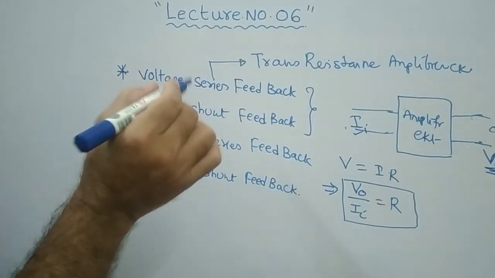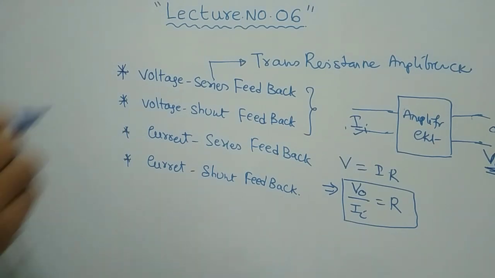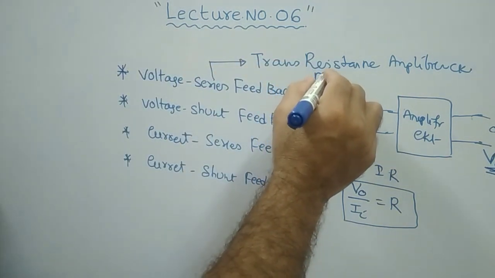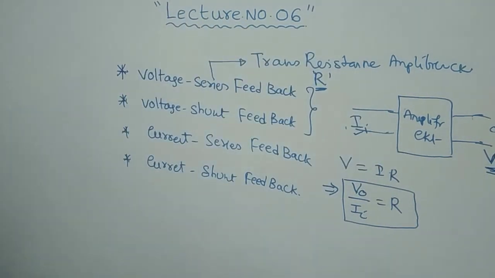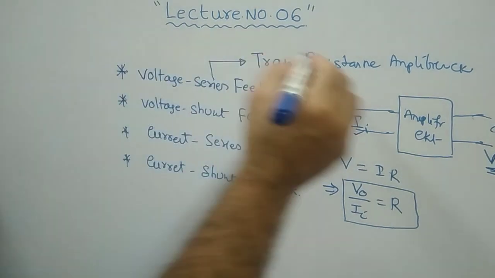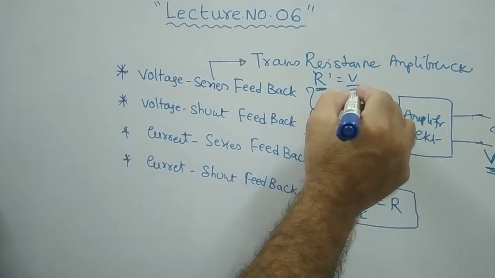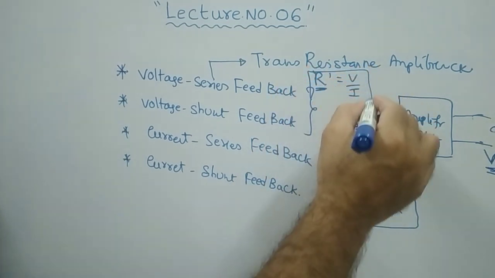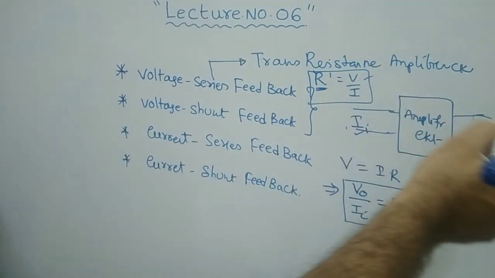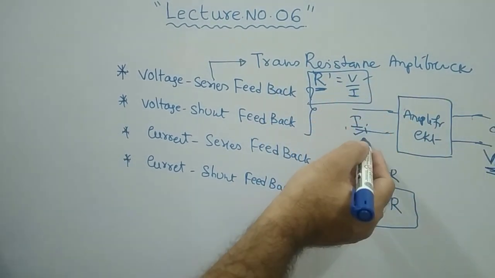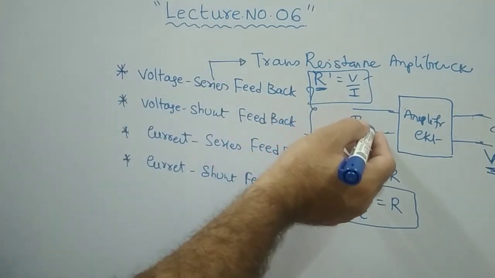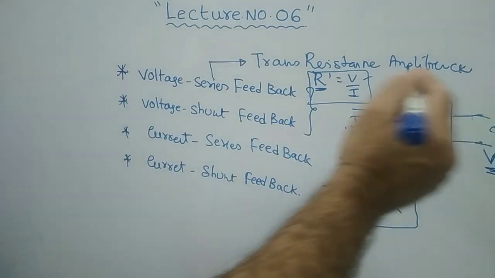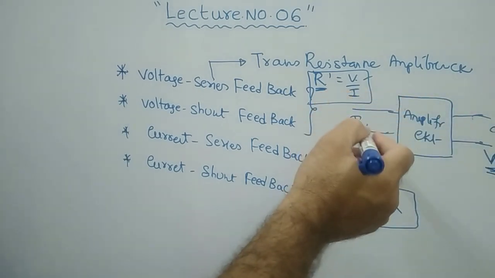So remember that trans resistance is nothing but R only. What is R actually? R is equal to V by I, that you must remember. Therefore, what is your V? V corresponds to output voltage. I corresponds to input current. Therefore, V corresponds to output, I corresponds to input.